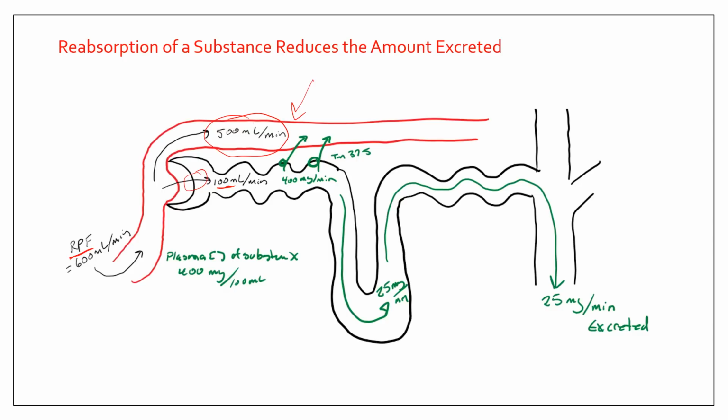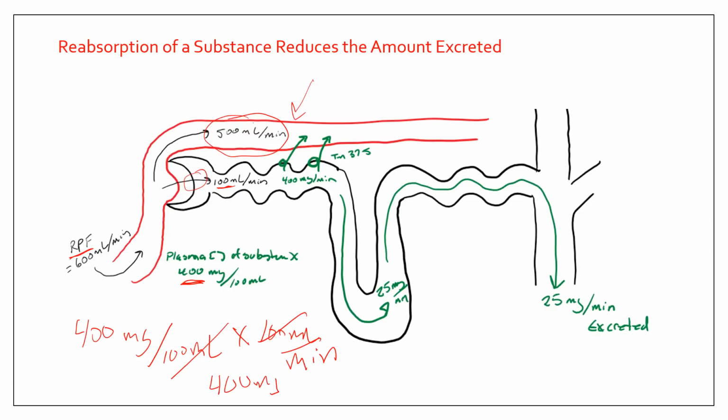So we were talking about, let's say, glucose, right? And I said, all right, well, the plasma concentration is 400 milligrams per 100 ml. So 400 milligrams per 100 ml times the GFR, which is 100 mils per minute. The mils cancel out, and I end up with a filtered quantity of about 400 milligrams per minute. And so 400 milligrams per minute is being filtered in. That's where I got this number from: 400 milligrams per minute. That's the filtered quantity.